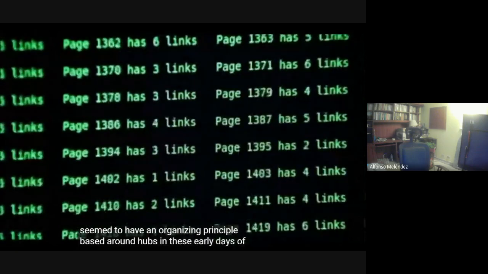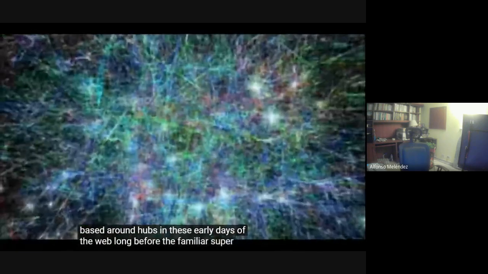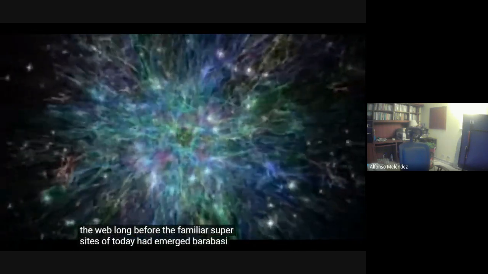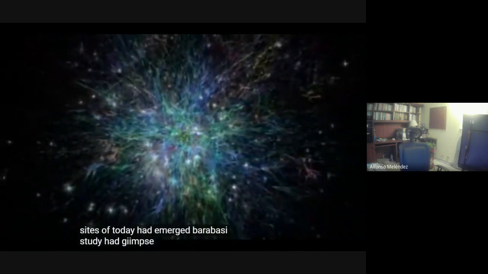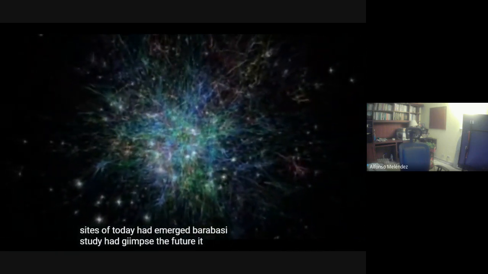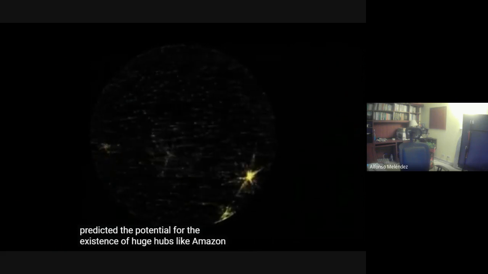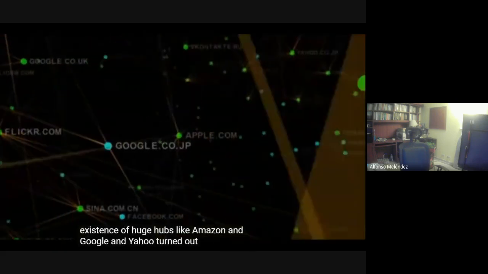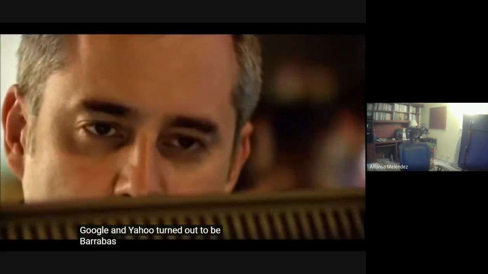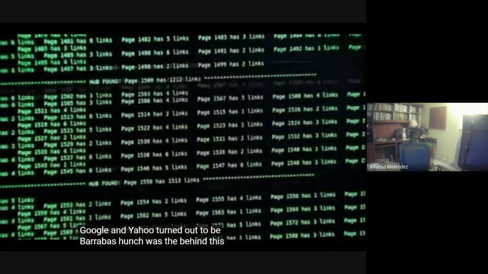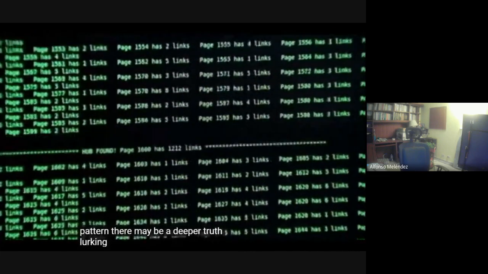In these early days of the web, long before the familiar supersites of today had emerged, Barabási's study had glimpsed the future. It predicted the potential for the existence of huge hubs, like Amazon and Google and Yahoo turned out to be. Barabási's hunch was that behind this pattern, there may be a deeper truth lurking.